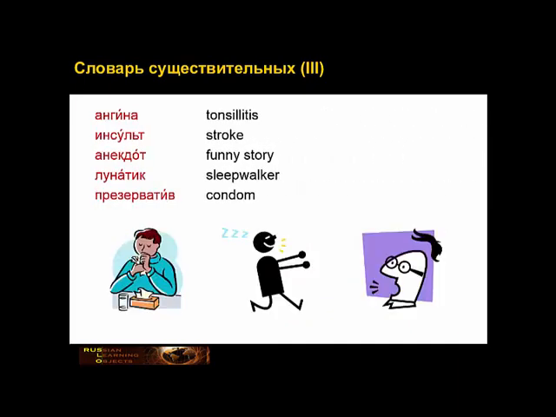Angina is a word you may have heard in Russian more often than angina in English. That's because angina technically refers to tonsillitis, but it's also sometimes used as a catch-all term for a sore throat. In any case, the Russian word has nothing to do with heart conditions or chest pain. Insult is also a medical word, referring to a stroke. An anecdote in Russian is specifically a funny story or a joke. Lunatic, far from being an insult, refers to a sleepwalker. And be very careful with презерватив because it has nothing to do with preservatives.